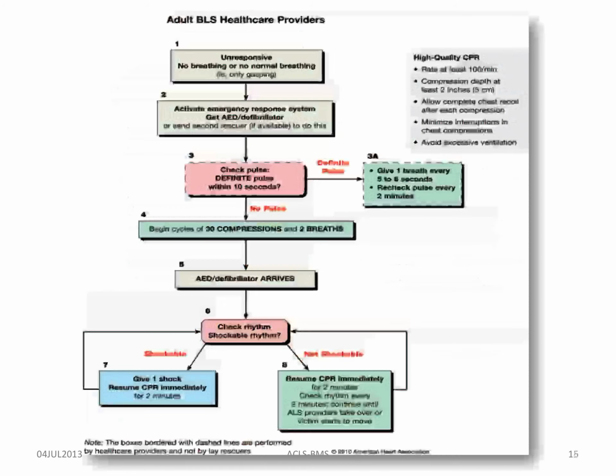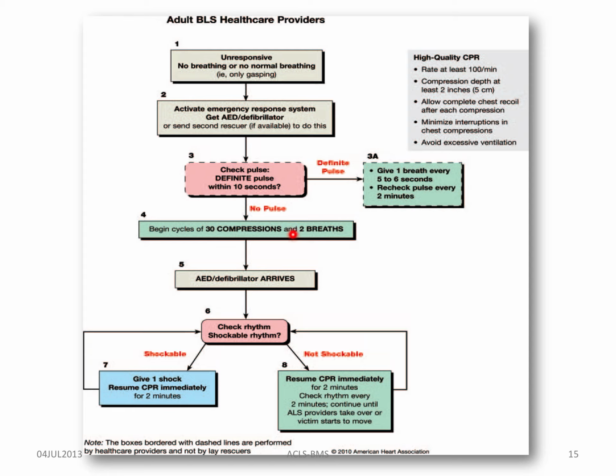Now, again, to summarize, this is a slightly more detailed chart where it shows that if a patient is unresponsive, activate the emergency response system, get the defibrillator, check pulse, definite pulse within 10 seconds. If there's a definite pulse, give one breath every 5 to 6 seconds, recheck pulse every 2 minutes. If there's no pulse, begin cycles of 30 compressions and 2 breaths, that is 30:2, and that should be at least 100 compressions in a minute.